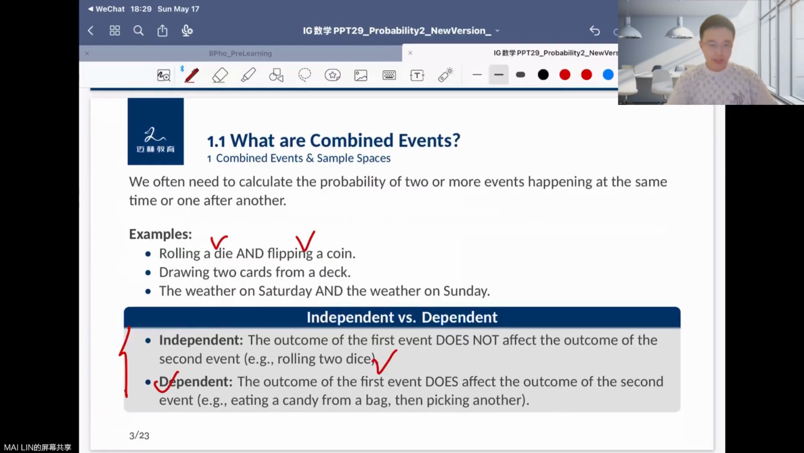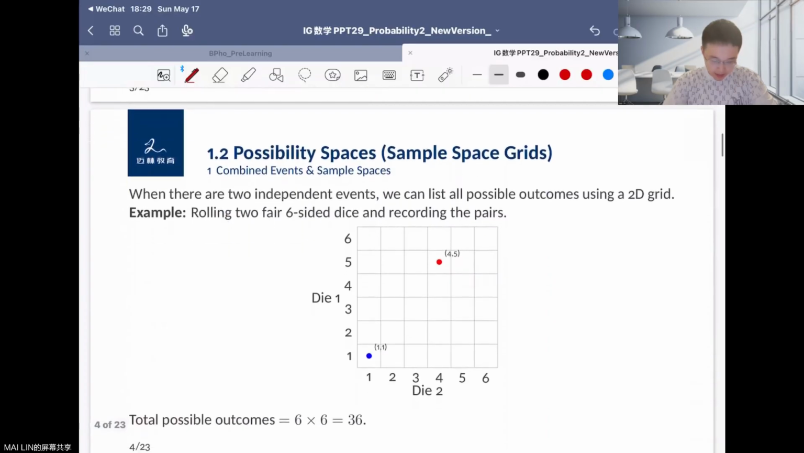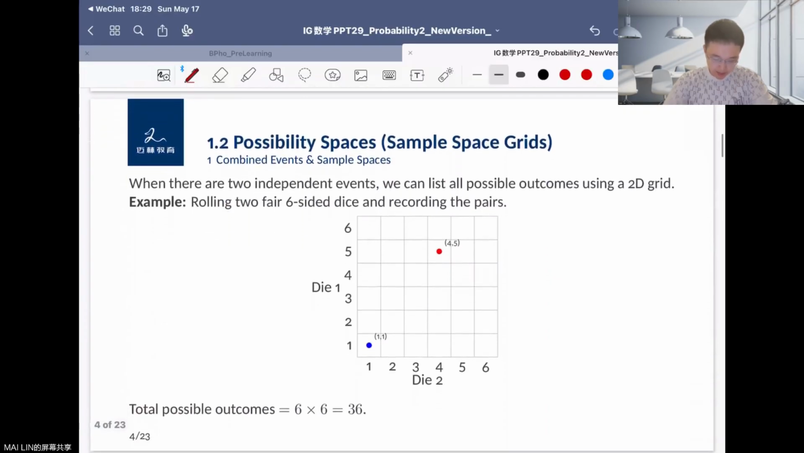And what is a dependent event? Our understanding of a dependent event is that the events have an effect or influence on each other. For example, you like eating candy from a bag and then picking another. After eating the candy, there's less candy in the bag, so the probability will be influenced by the candy we chose the first time from the bag.